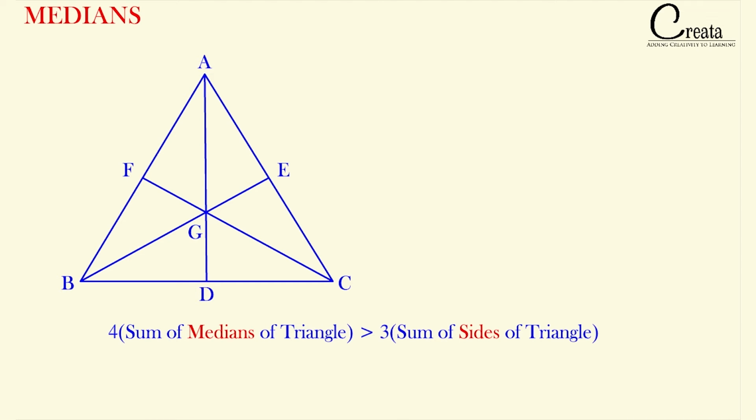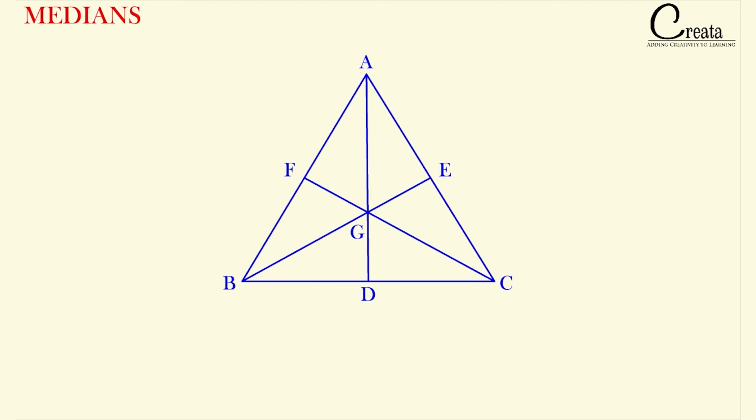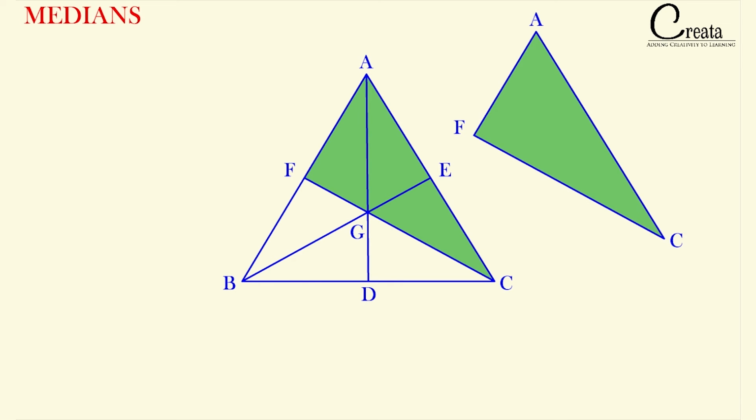Moving further, again with the same triangle ABC with medians AD, BE and CF. Here we will take different triangles. Previously we have taken these triangles. Now we will take these three triangles. If we take the triangle ACF, can we say AC plus AF is greater than CF?